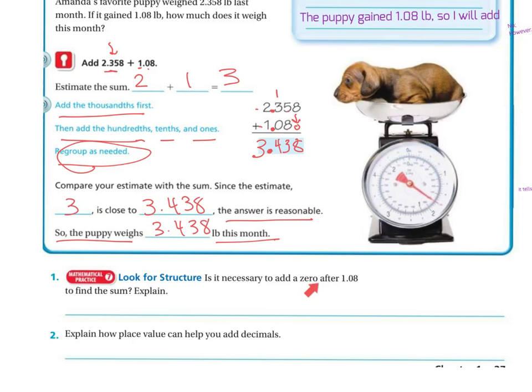Look for structure. Is it necessary to add a 0 after 1 and 8 hundredths to find the sum? Explain. No. However, we can add a 0 and keep the addends aligned by adding the place value. So by adding that place value right here, it kind of helps me keep everything aligned. You don't have to put that in, but it did help me to keep it aligned so that I remembered where I was.